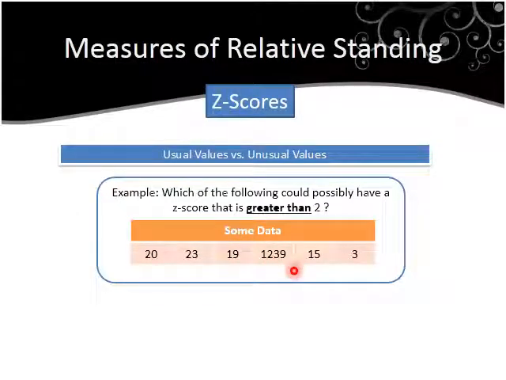Similarly, if we want to look at which of these data could possibly have a z-score that's greater than 2, 1239 is the only one that is so much larger than the rest of the data. That's our best candidate for having a z-score greater than 2. So on this data set and the last data set, it would be good practice to double check that on the last data set, 5 was actually less than negative 2 for a z-score. And in this case, 1239 had a z-score greater than positive 2.